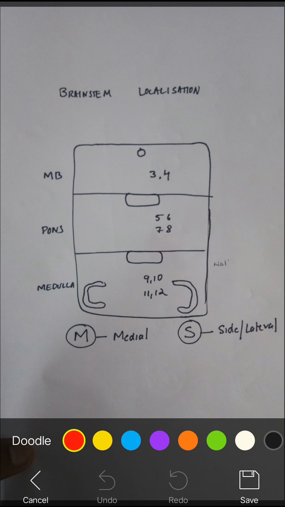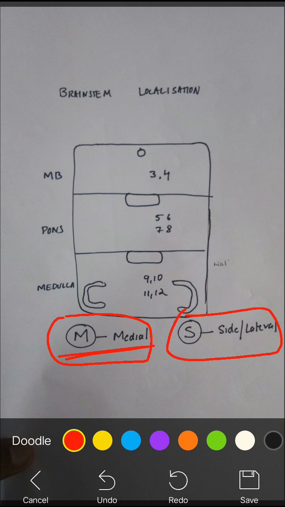There is one more way of telling whether it's a medial or lateral syndrome. If the question gives you symptoms and signs of tracts, how do you tell? It is very simple. If any tract starting with the letter M is involved, then it is a medial syndrome. If any tract starting with the letter S, that is side, is involved, then it is a lateral syndrome.